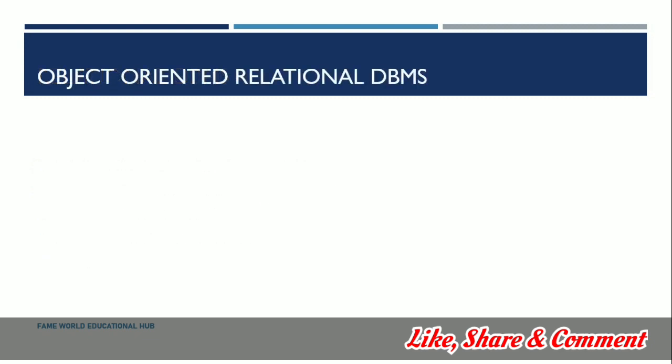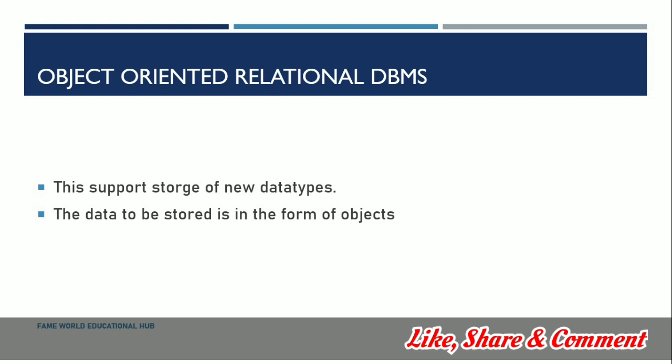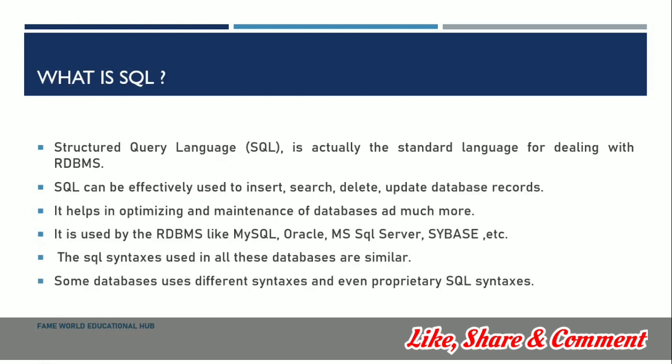Next, coming towards the object-oriented relational DBMS, that is OORDBMS. This supports storage of new data types, so here we can use different types of data types, and the data is stored in the form of objects. In the object-oriented RDBMS, the data is not stored in tabular format; it is actually in the form of objects. When we are creating an ODBMS or ORDBMS, we are creating classes and objects to build this kind of database. An example is PostgreSQL.